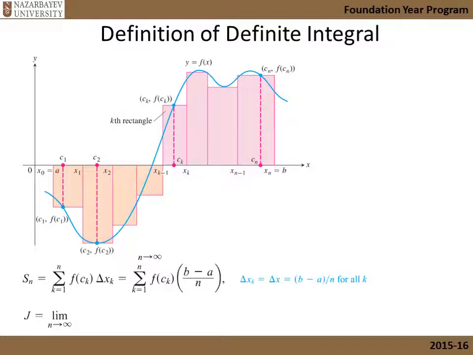And since we use this n tending to infinity, we can write everything using this limit. So we have this limit n tends to infinity, and sum f of c k times b minus a, which is the end of our interval minus the beginning of our interval, over n. And finally, this expression: the limit n tends to infinity, and the sum f of c k times delta x.